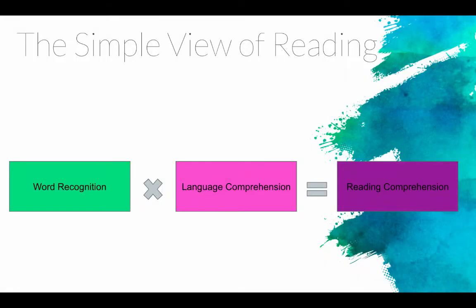Let's review what we've learned about reading comprehension. In the simple view of reading, we learned that reading comprehension is the product of word recognition and language comprehension. Vocabulary, or knowledge of word meanings, is a component of language comprehension. So, in this presentation, we will focus on the language comprehension factor.